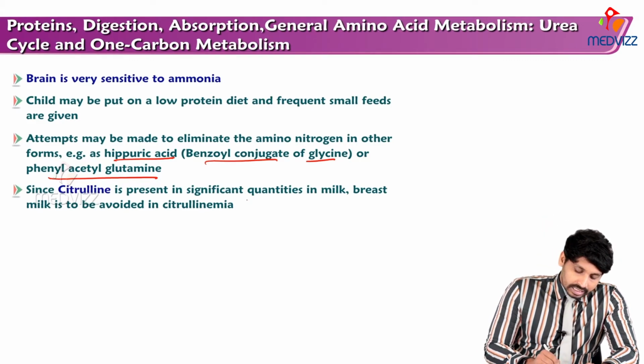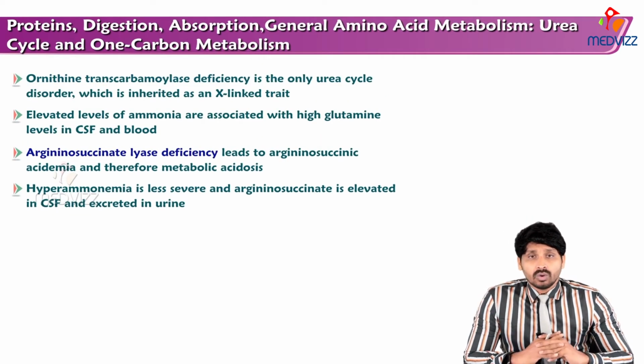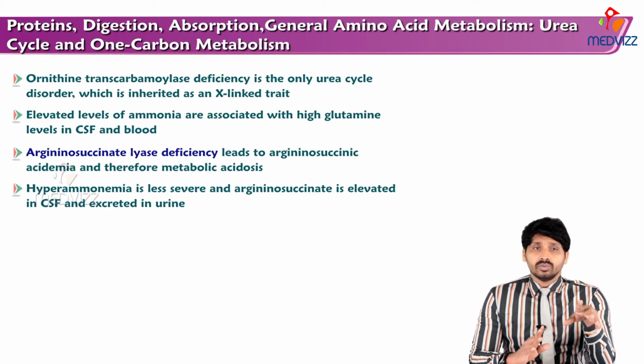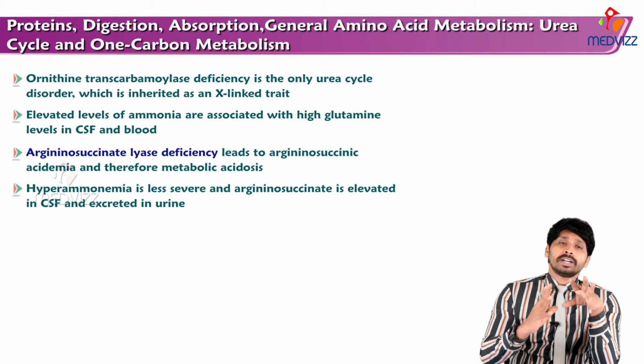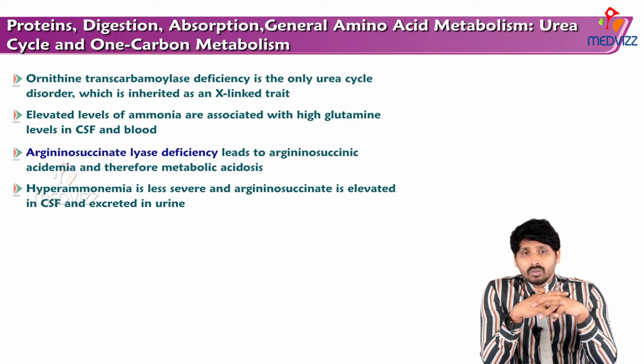Since citrulline is present in significant quantities in milk, breast milk is to be avoided in citrullinemia. Ornithine transcarbamylase deficiency is the only urea cycle disorder which is inherited as X-linked. This is a mitochondrial enzyme, the second step of the urea cycle, which is an X-linked trait.